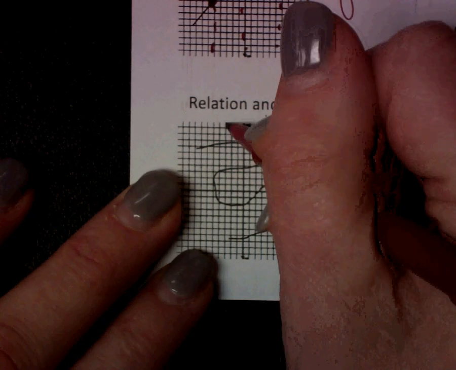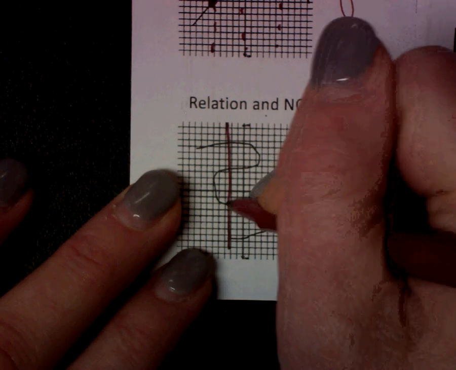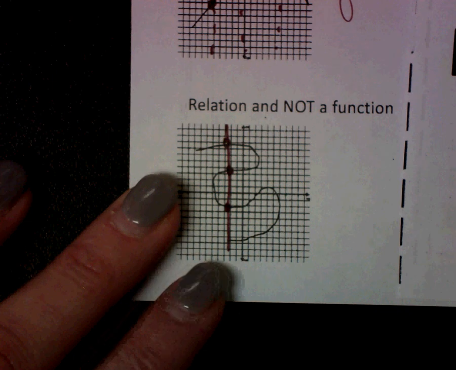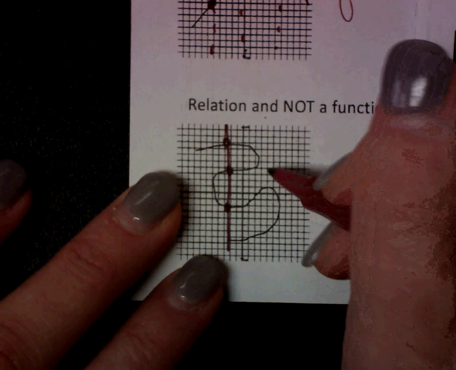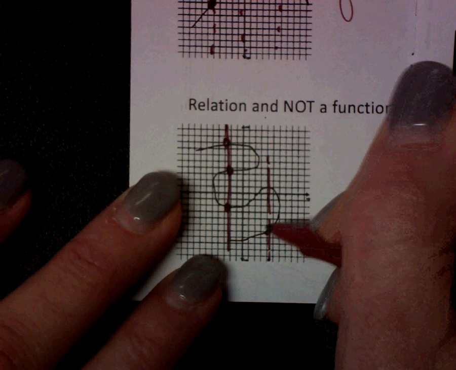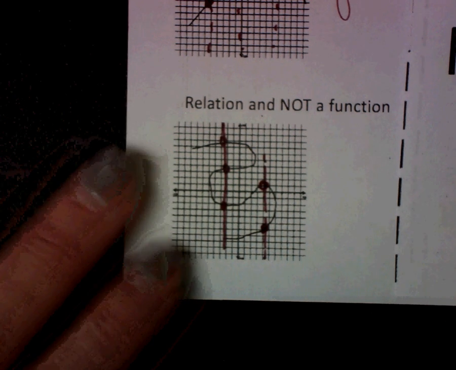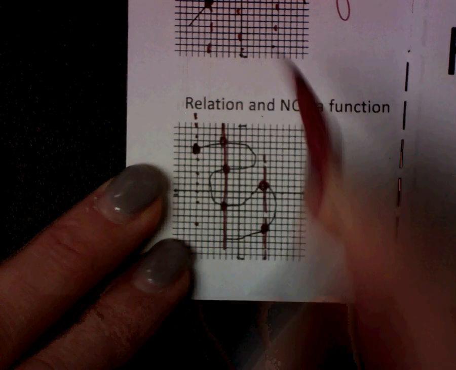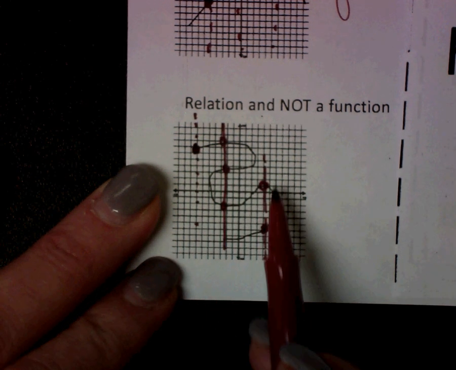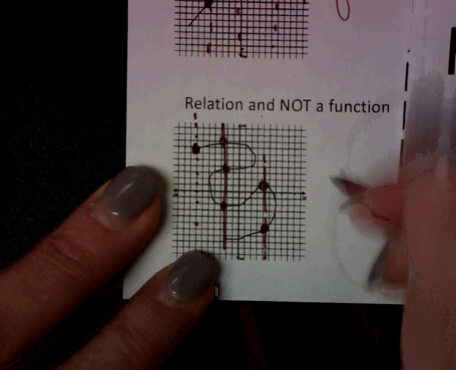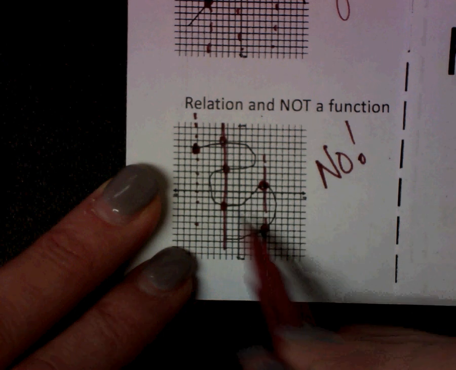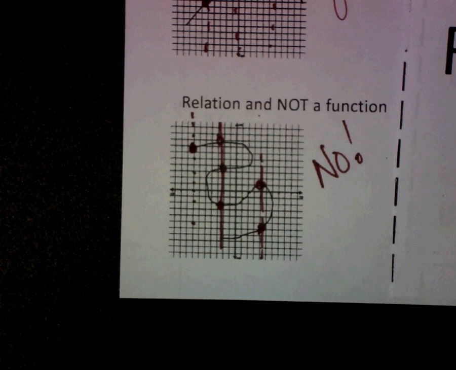Okay, but notice on this one, if I draw a vertical line here, I've got 1, 2, 3 points that hit that graph. That means those x values are repeating. If I draw a line here, I've got 2 points that hit the graph. Now notice if I draw my vertical line here, I only have 1 point. So that's why we need to kind of double check and draw more than one line and check all areas of the graph. So this one is not a function because more than 1 point touches the vertical line.